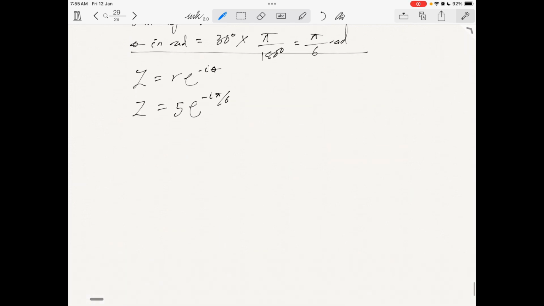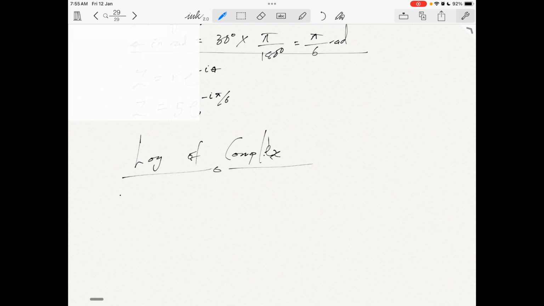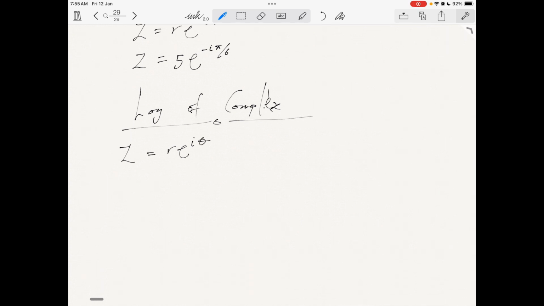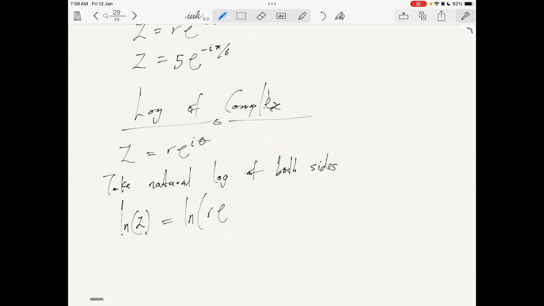Okay, so now let's say, for instance, we want to evaluate the logarithm of complex numbers. Now, the logarithm of a complex number is possible only in exponential format. Recall that z is equal to r exponential i theta. Now, if you take logarithm to base e, that's natural logarithm, of both sides, that means we have ln z is equal to ln (r exponential i theta).